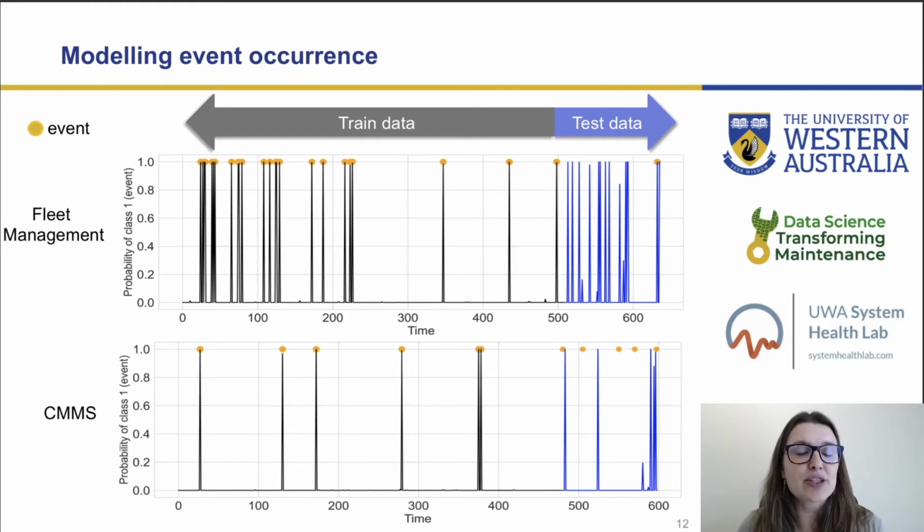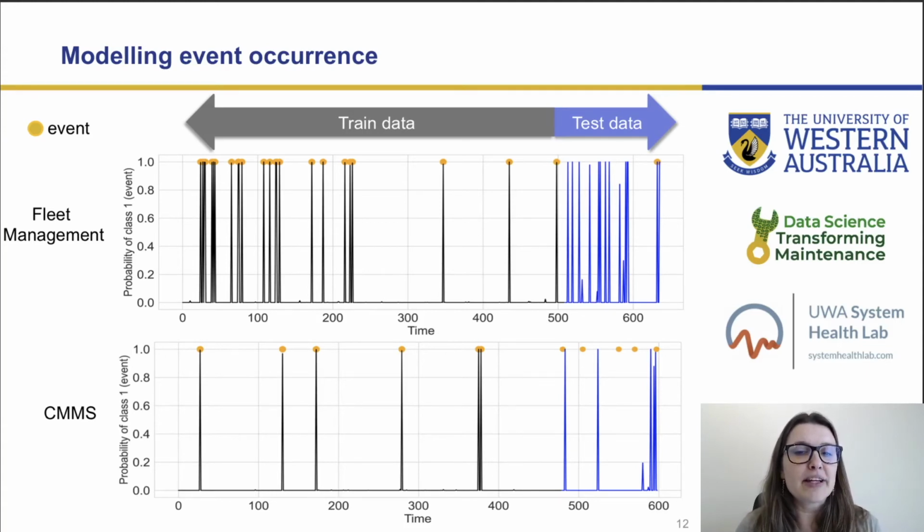The y-axis shows the probability of an event, and each event is shown as a yellow dot. You can see that we get a near perfect fit in the training data, shown in black. In other words, we are overfitting. However, the ability of this model, shown in blue, to predict is not good.